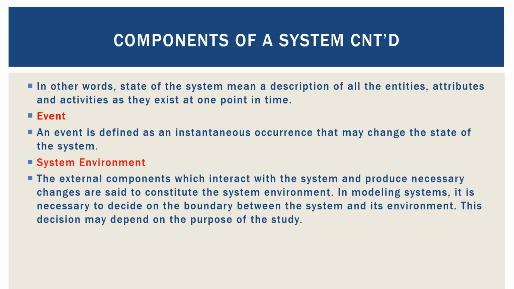Now, the next component of a system is what you call an event. An event is defined as an instantaneous occurrence that may change the state of the system. An instantaneous occurrence that may change the state of the system becomes an event. Then we also have the system environment. This refers to the external components which interact with the system and produce necessary changes. So a system interacts with what we call the environment.